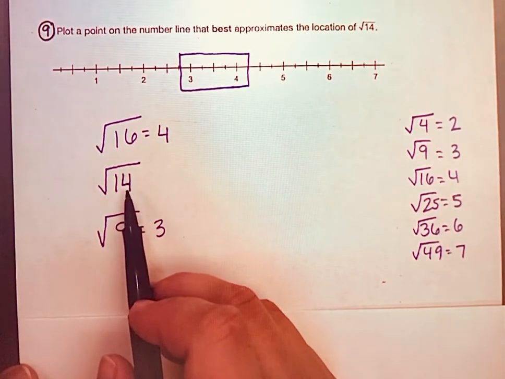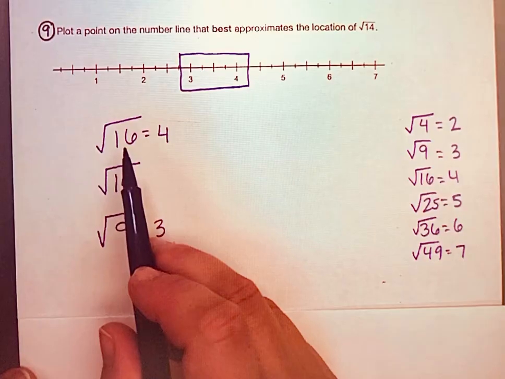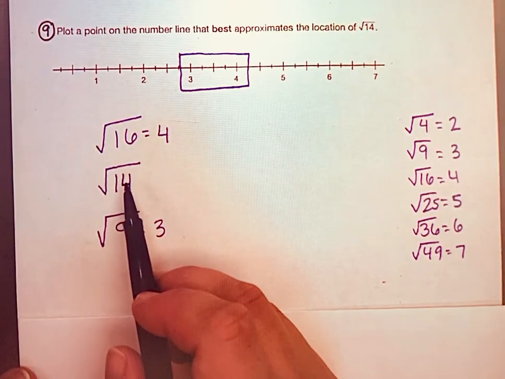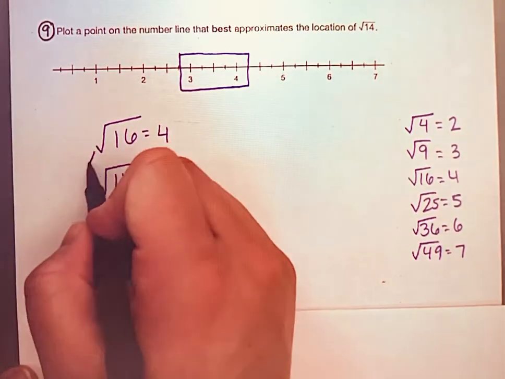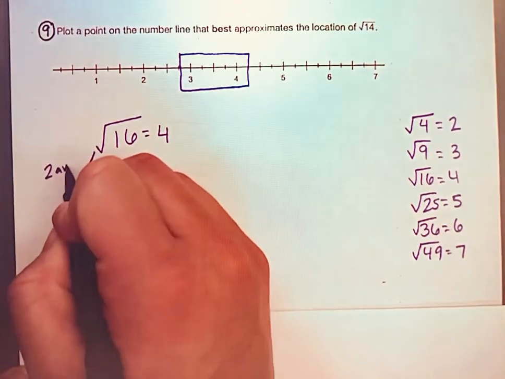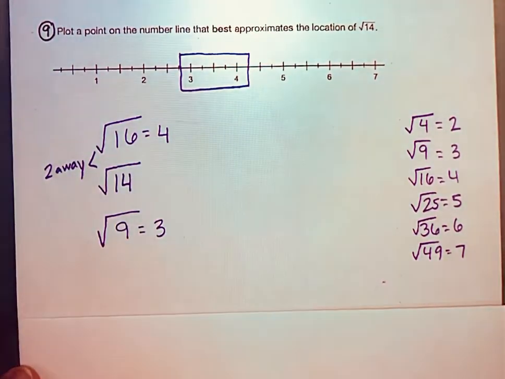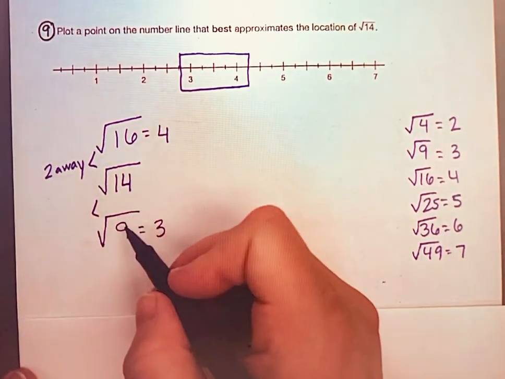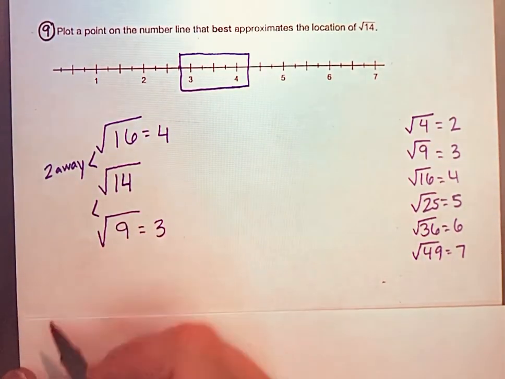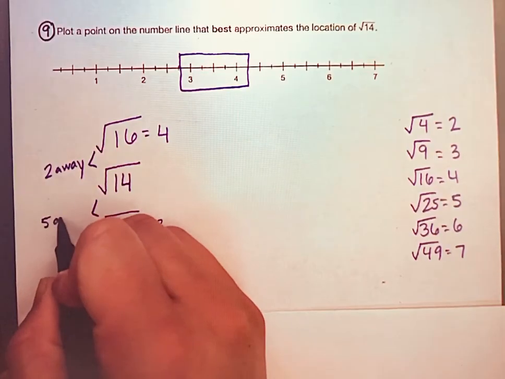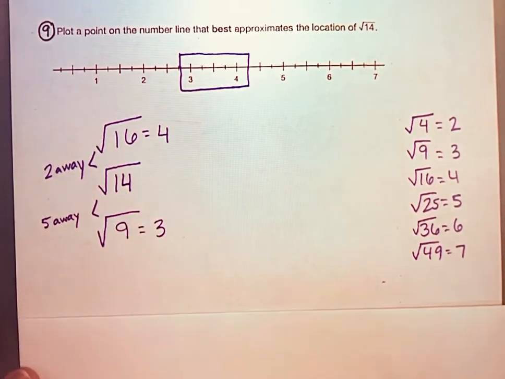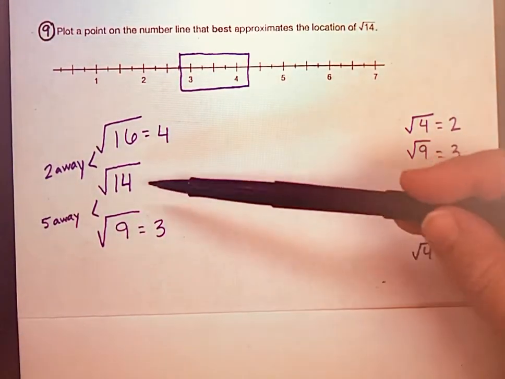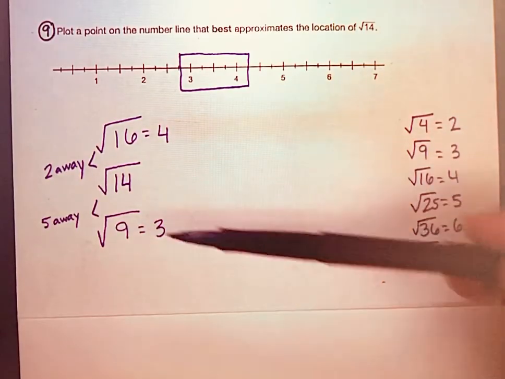I like to do it this way. I say, well, how far is 14 from 16? 14, 15, 16. It is 2 away, which is not far. It's pretty close. How far away is 9 and 14? It's going to be 5 away. Okay, so I know it's going to be closer to 16 than it is 9.